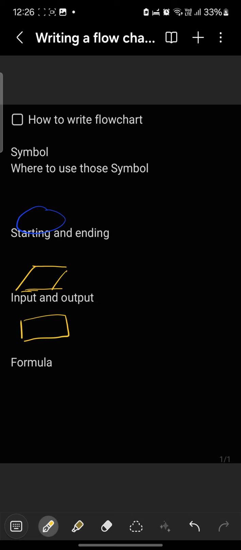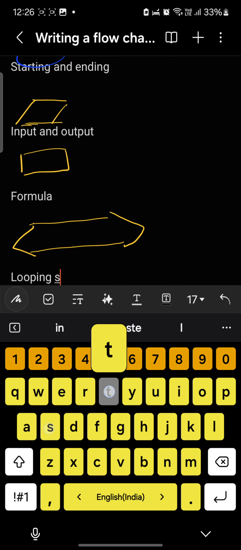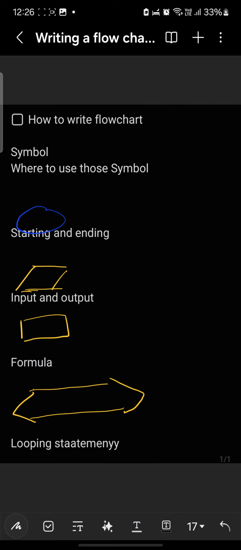Next symbol is for whatever looping statement you are going to use. Looping statement. So your looping statement uses this particular symbol.